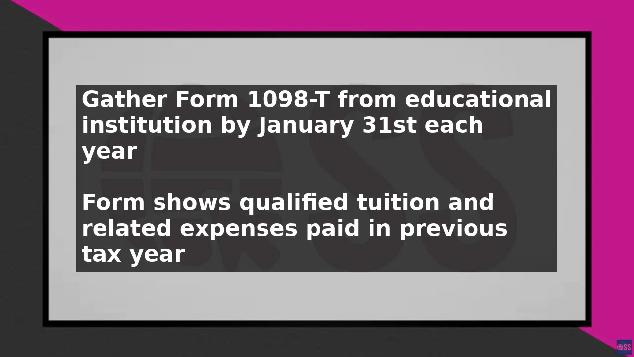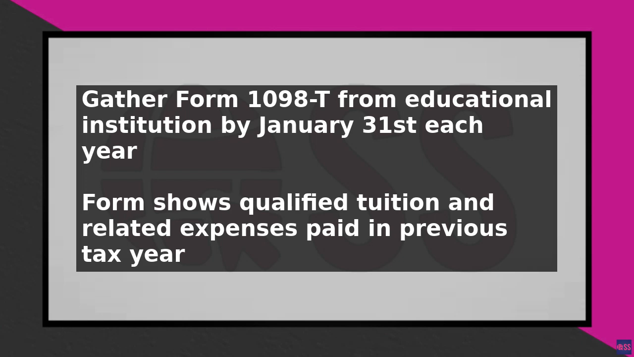To complete the education credits section in TurboTax Online, you will need to understand and complete IRS Form 1098-T. This form is used to report qualified tuition and related expenses paid to an eligible educational institution. First, gather your Form 1098-T, which you should have received from your educational institution by January 31st of each year.